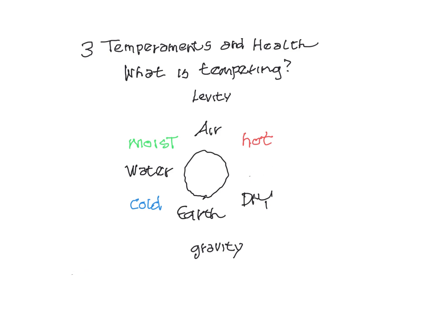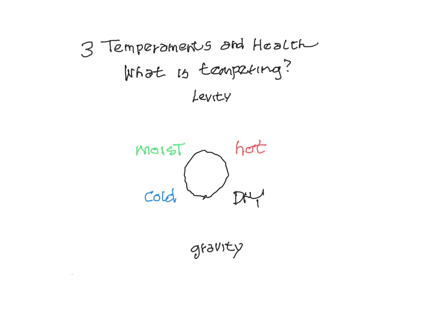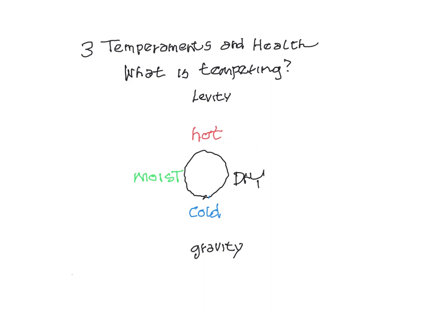So I'm going to erase the elements, and what we're left with is the four qualities of things that balance the four elements. That balancing is known as tempering. And we have cold and dry. So I'm just going to move these temperaments into the cardinal positions of being opposites with each other. Moist and dry are opposites. And we have a new circle of temperaments of the balancing of the elements.